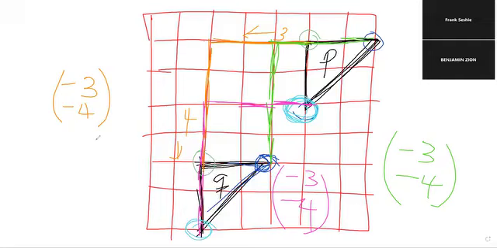So this is briefly rigid motion and transformation graph. This is all it is. Any question?